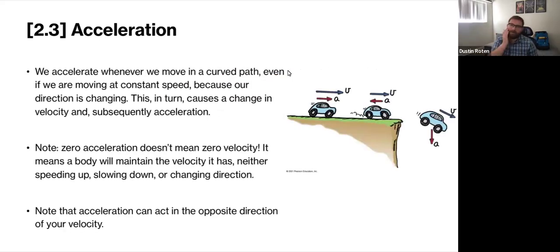So just a couple of other notes. We accelerate whenever we move in a curved path, even if we are moving at a constant speed. Remember the car driving in the circle? Even if its speedometer never changed what it was showing, it's still changing its velocity because its direction is changing. And because that velocity is changing, that's going to cause an acceleration.